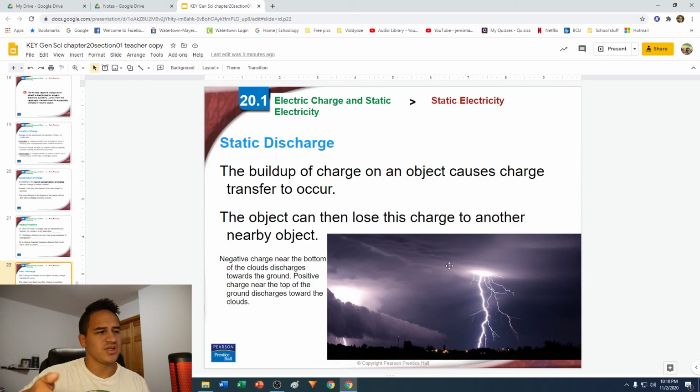Okay, when you shock yourself or you shock your friends, sometimes you see a spark. That spark is just a miniature lightning bolt. It's the exact same thing as an actual lightning bolt, just on a much, much smaller scale.